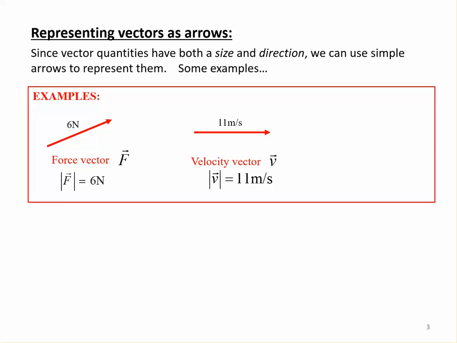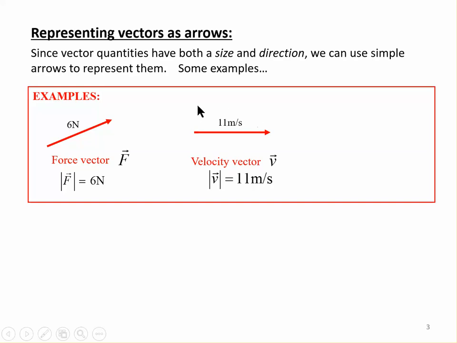So you can represent this motion by using a velocity vector. Here I've drawn the vector showing you the direction that the particle's moving, and I've labeled above the vector its size or magnitude, how fast it's moving. In this case, 11 meters a second.